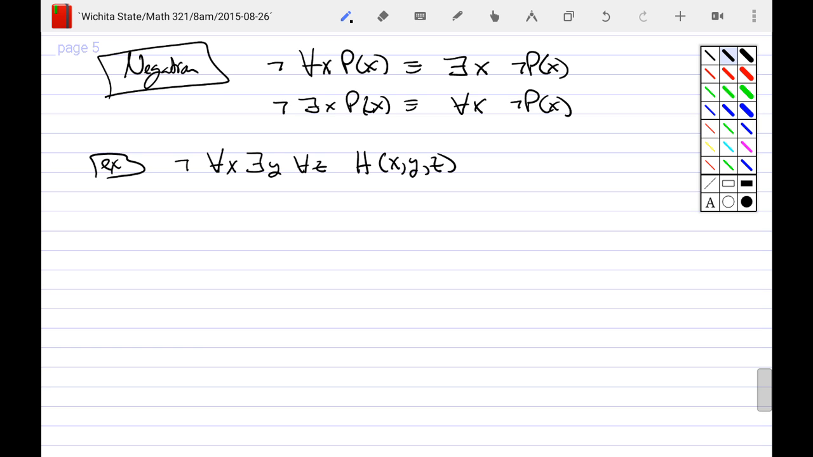If I would negate that, negation does exactly what you expect. The first all would become a what? There exists. The next exists would become an all. The next all becomes a there exists. And so you would simply say, okay, this would be logically the same as there exists an x such that for all y there exists a z such that it's not true that h, x, y, z. Does exactly like you would expect.